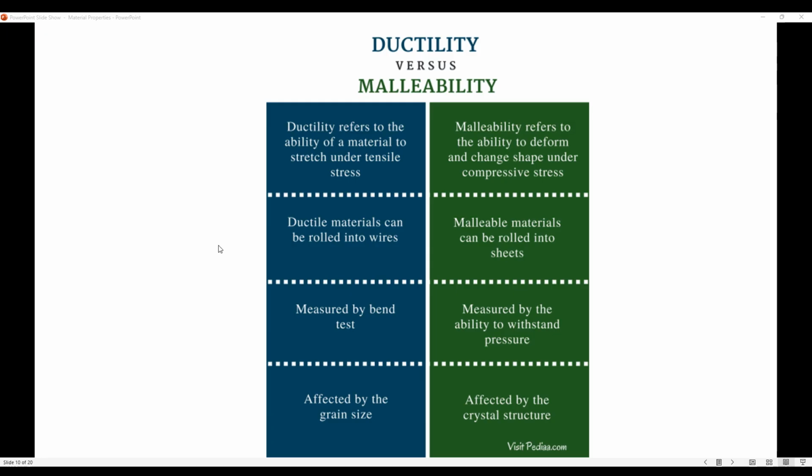Some students are confused between ductability and malleability. Ductability refers to the ability of a material to stretch under tensile stress, while malleability refers to the ability to deform and change shape under a compressive stress. Ductable materials can be rolled into wires. Malleable materials can be rolled into sheets. Ductability is measured by the bend test, and malleability by the ability to withstand pressure. Ductability is affected by the grain size, and malleability by the crystal structure.